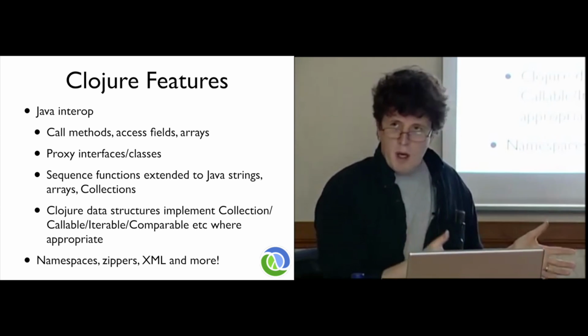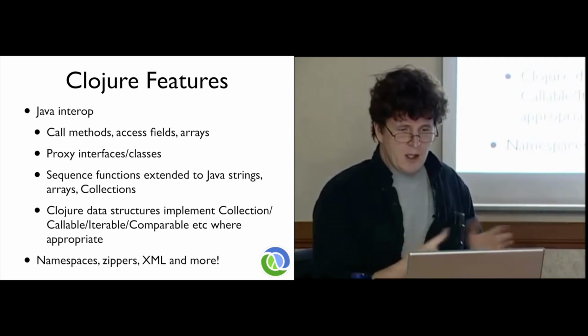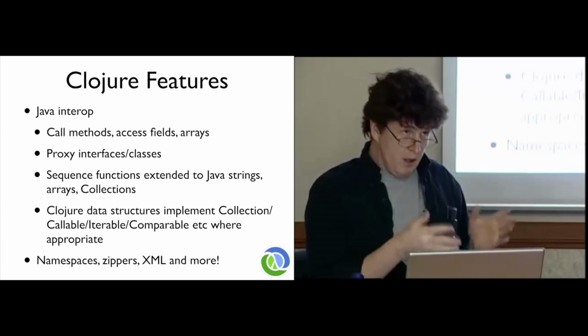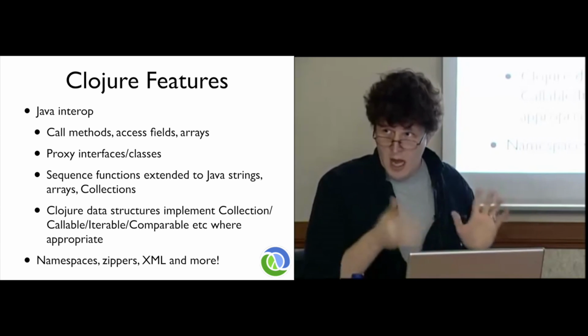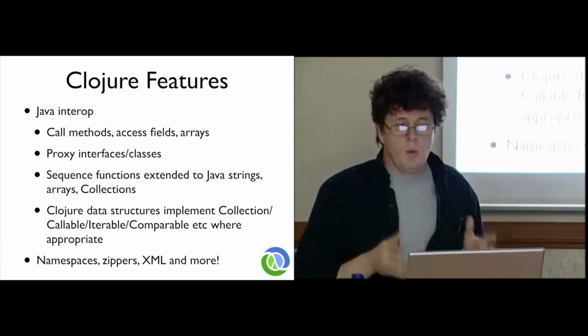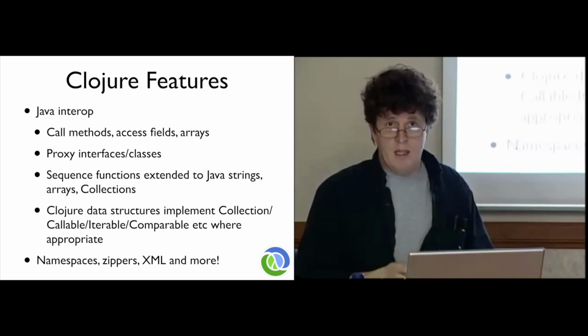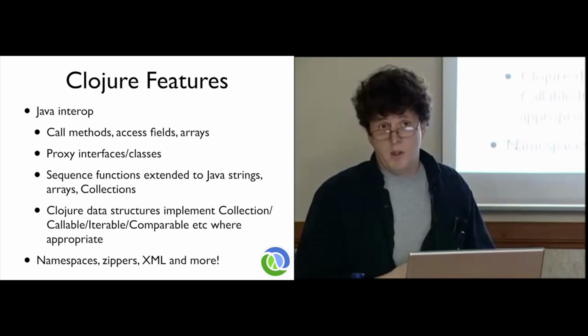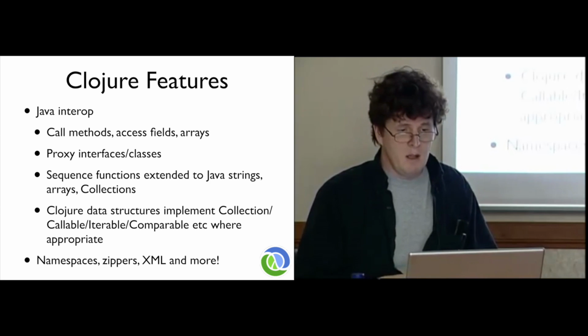The whole sequence library, because it's written in terms of these abstractions, is extended to Java types. So you can write algorithms in Clojure that manipulate Clojure's logical sequence. Those algorithms will work on Java strings, Java arrays, anything that's a Java collection, anything that's Java iterable, which is pretty much anything interesting in Java.